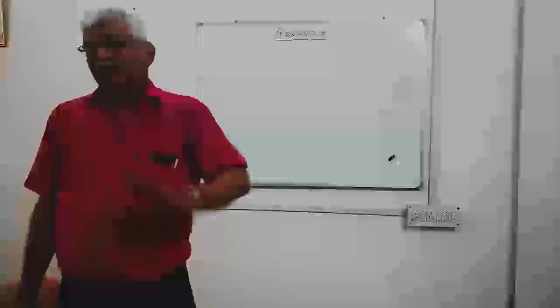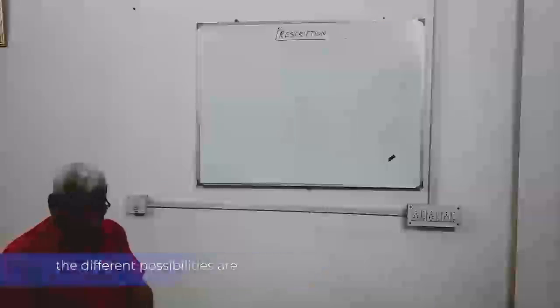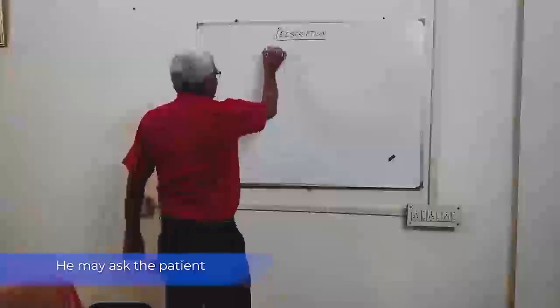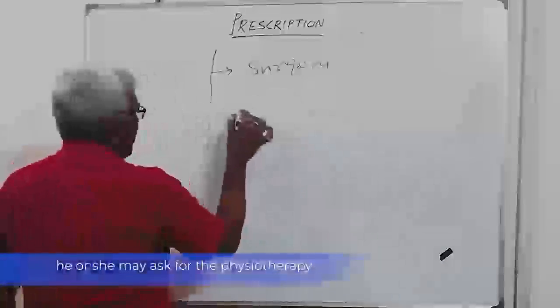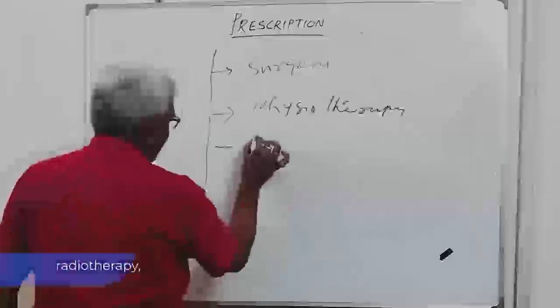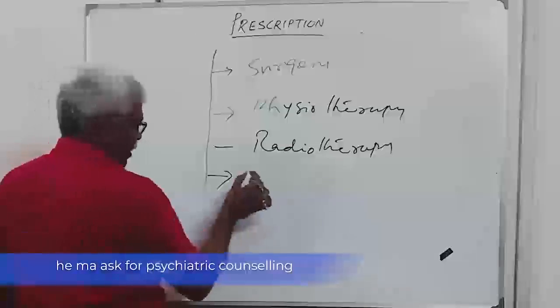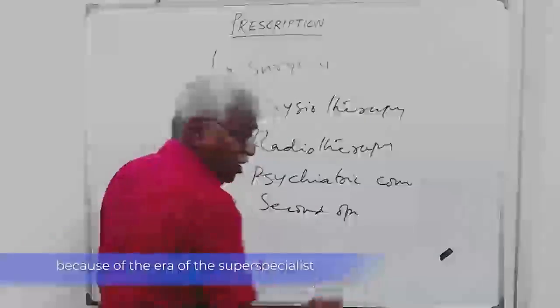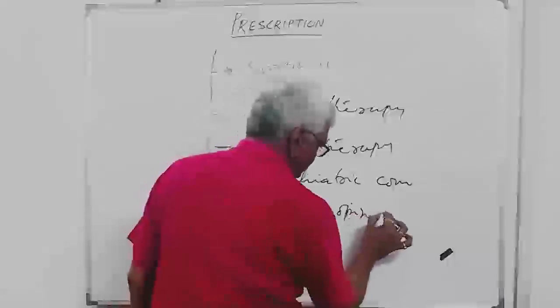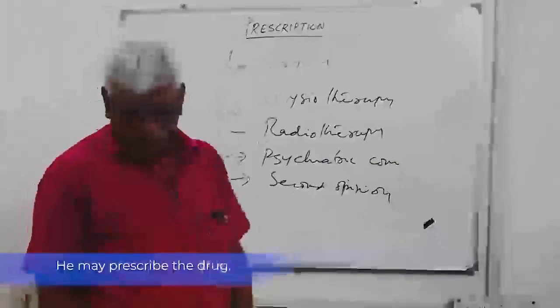Practice for a doctor: a patient will definitely visit his chamber, and when a patient visits, what does he do? He takes the history and asks for some tests, and after the tests, he arrives at a diagnosis. After arriving at a diagnosis, the different possibilities are: he may ask the patient to go for surgery, he or she may ask for physiotherapy, radiotherapy, psychiatric counseling, or he may ask for a second opinion because of the era of the super specialist, or he may prescribe a drug.